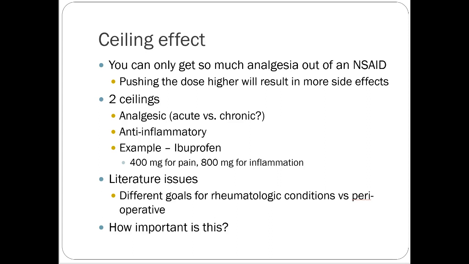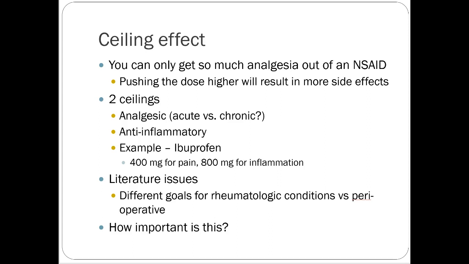Okay, the ceiling effect is sort of an interesting discussion point. The idea is that you can only get so much analgesia out of an NSAID, and pushing the dose higher will result in more side effects and less advantages in analgesic relief. So there's thought to be a couple ceilings, maybe an acute versus chronic, with chronic being a little bit higher. So if you're taking it regularly for osteoarthritis, you might have a bit higher of a dose ceiling than you would if you're just taking it acutely.